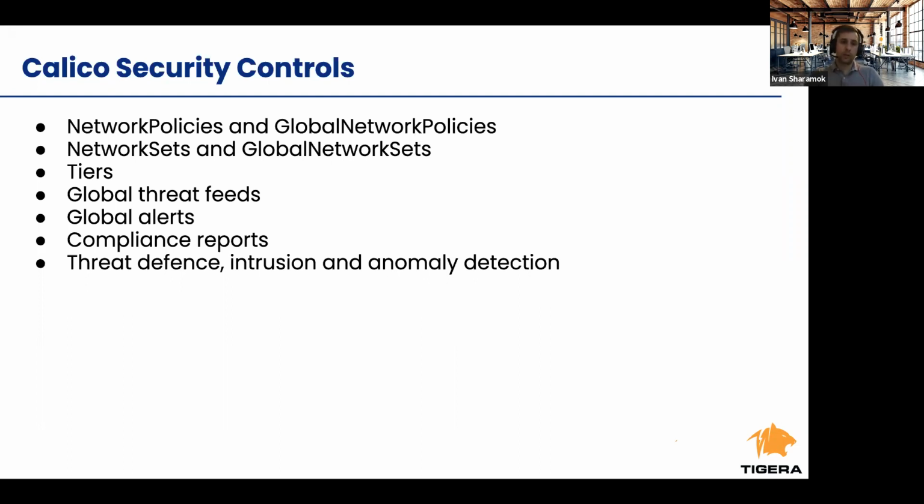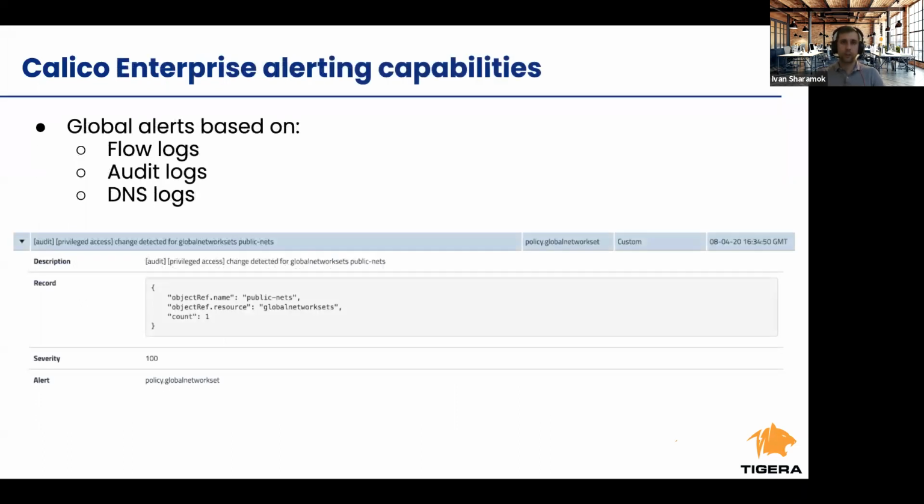Global alerts rely on the alerting framework that Calico Enterprise provides to create notifications to trigger any alerts of any suspicious activity. With the compliance reports, compliance teams can rely on generating the report to prove the compliance for the cluster, for any specific namespace or any specific workloads. And threat defense and intrusion and anomaly detection capabilities, I'll briefly mention them in further slides.